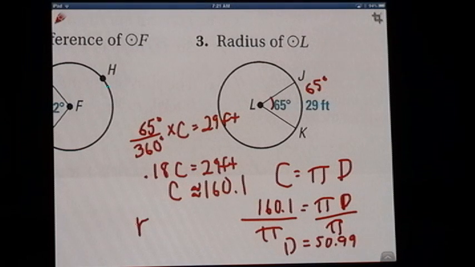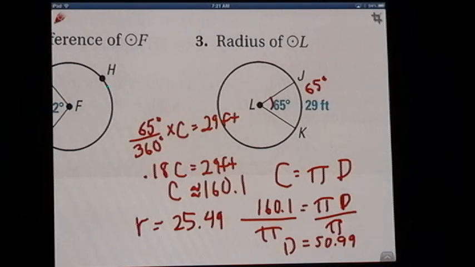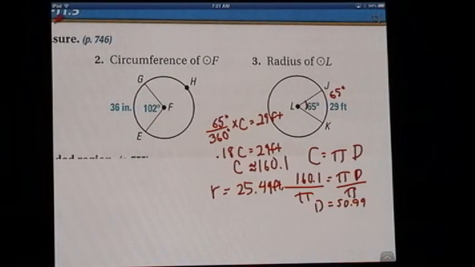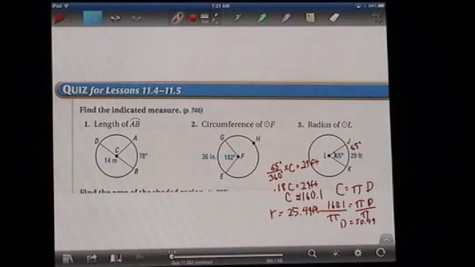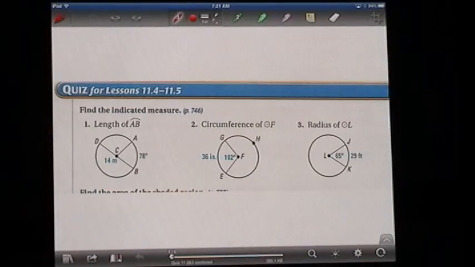So, we divided by 2 because 2 radii make a diameter, and we get 25.49. Okay, in my book I have 25.56 feet, and that's probably because they use the pi key and we use 3.14. Or because they cleared the calculator at some point. Not a big deal, close enough. Okay, and as long as I can see your work and I can see what you're doing, you're fine.